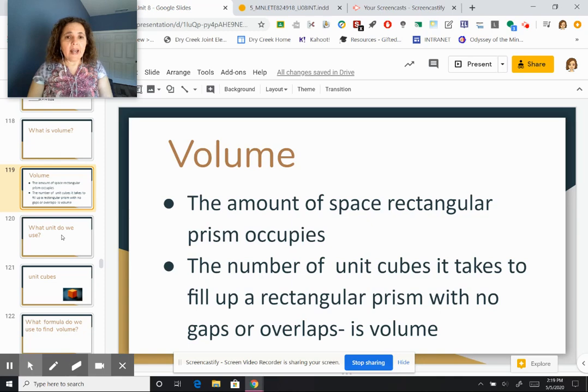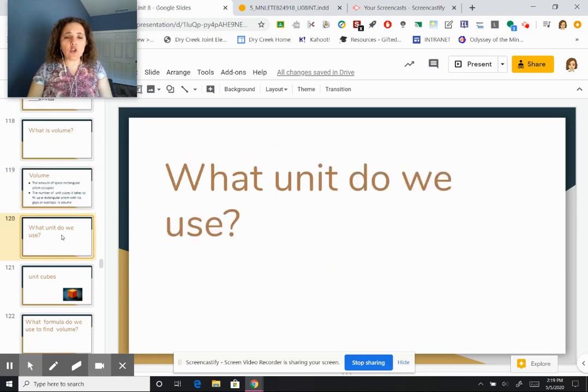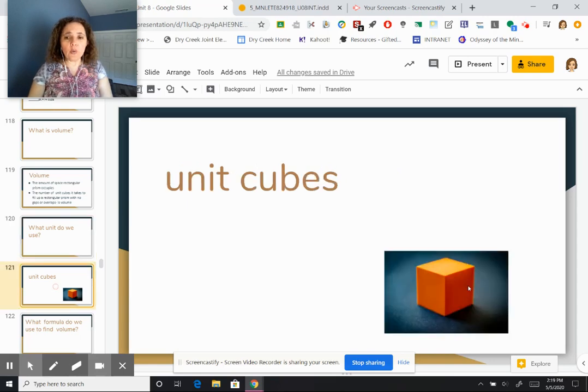How much space is taken up inside of something, measuring the inside of something with no gaps or overlaps. Okay. And what do we use to measure volume? Okay. If you said unit cubes, you are correct. So we do use unit cubes to measure how much space is taken up inside. We use a cube, so we call the measurement cubic units because we are using cubes to measure the inside of something, how much space occupies it.